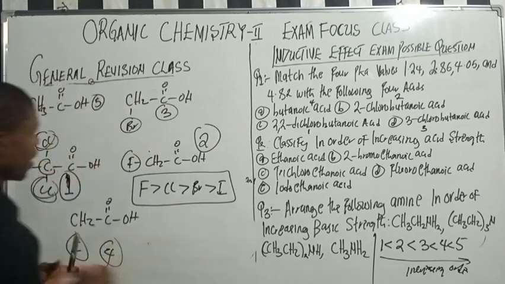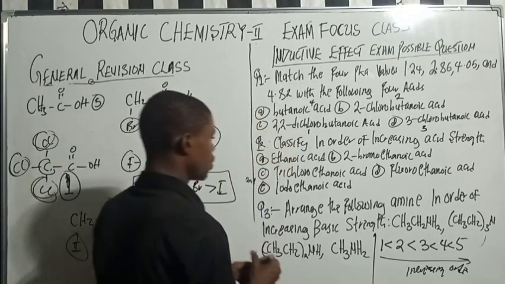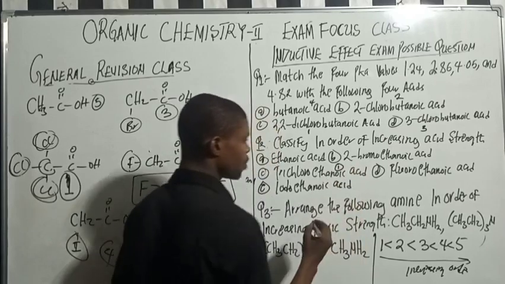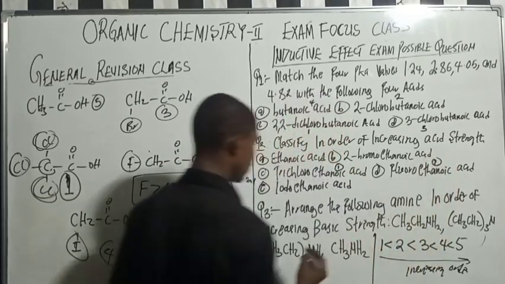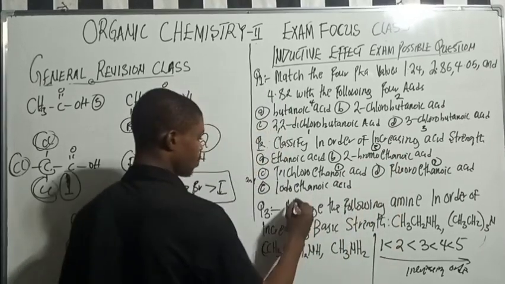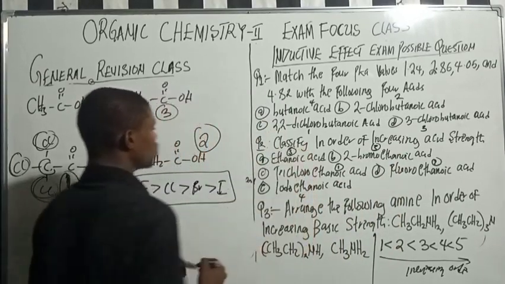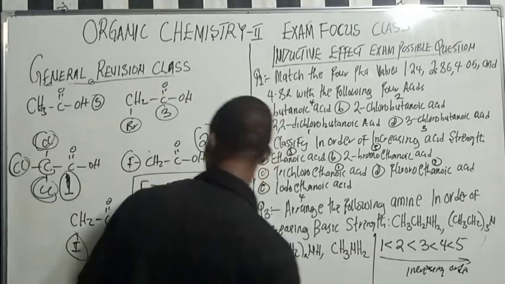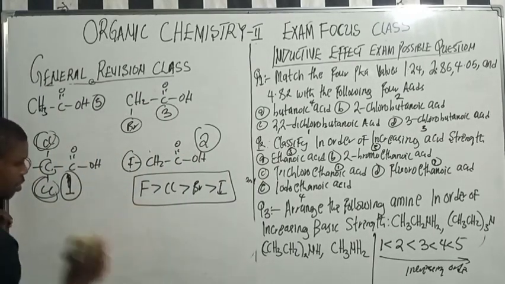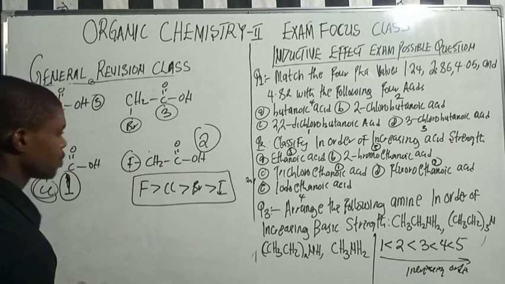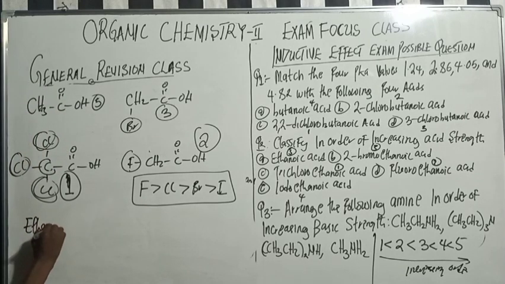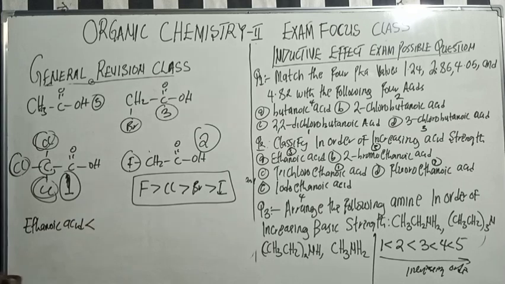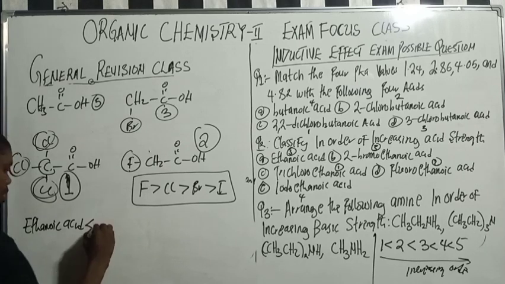So if you check it very well, here is going to be my number 1, you're going to be my number 2, you're going to be my number 3, you're going to be my number 4, you're going to be my number 5. Because I look from the lowest to the highest, I want to start with ethanoic acid. So it's going to be ethanoic acid less than the next, which is iodine.